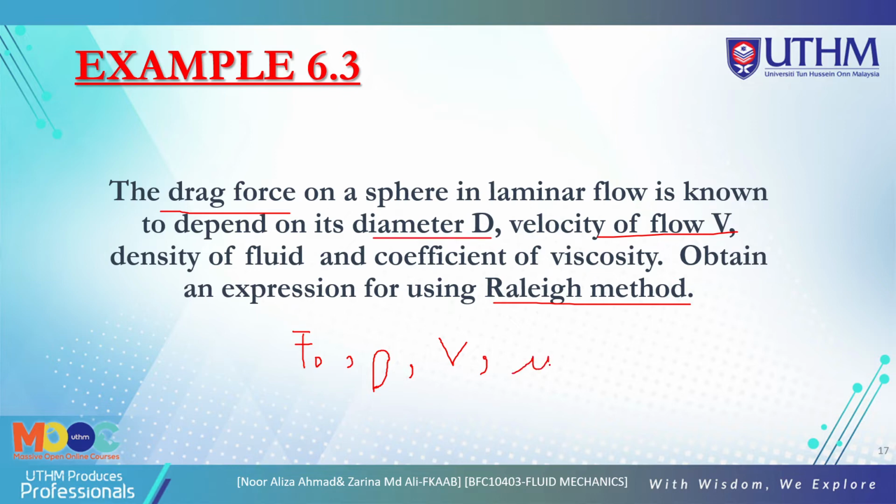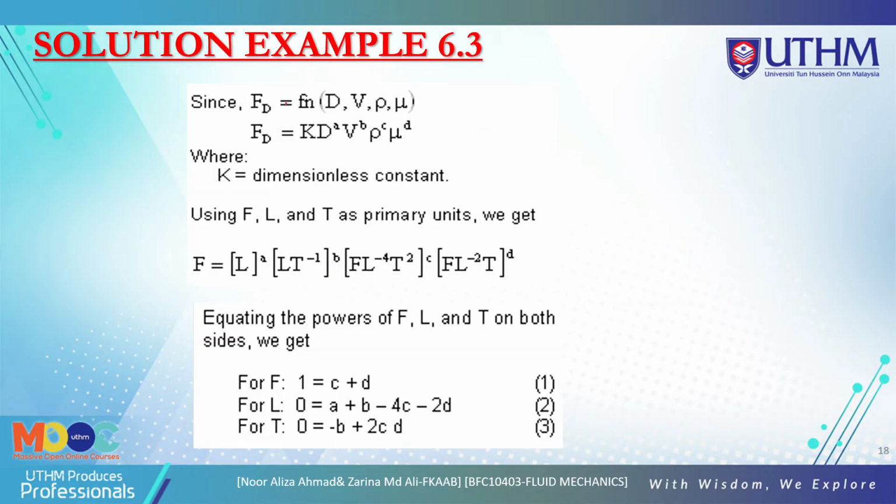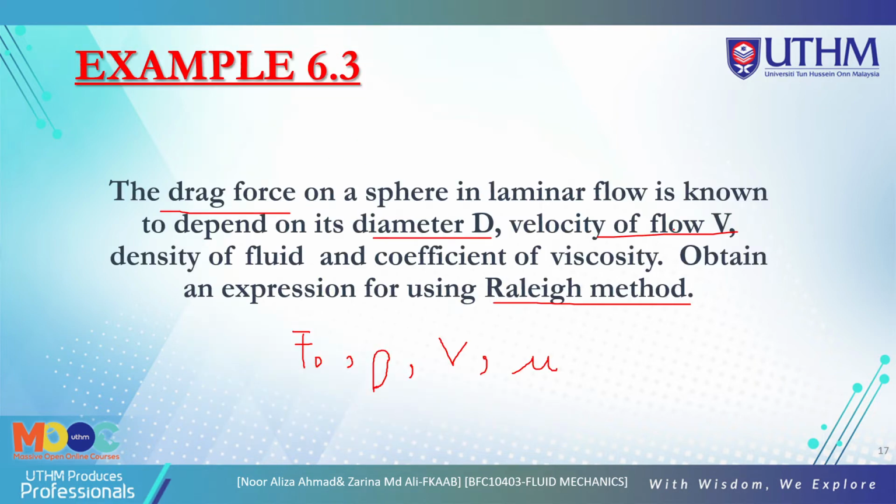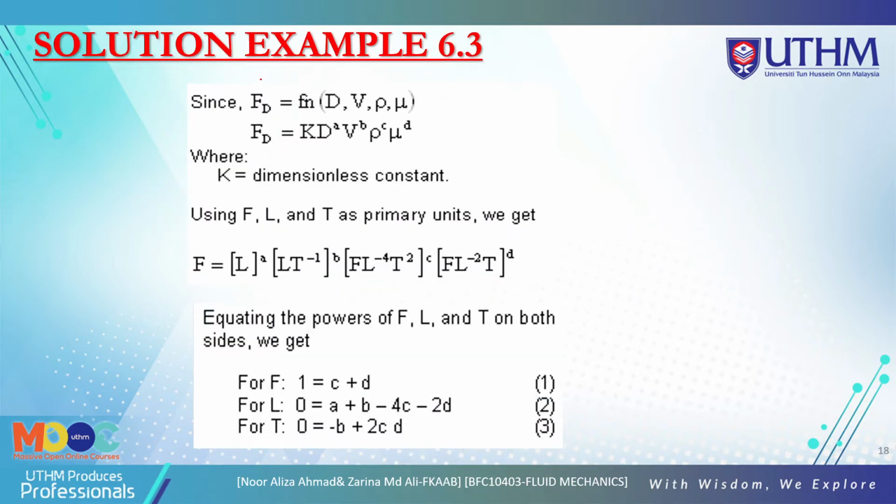So the viscosity. Using the Rayleigh method, sorry, the diameter, velocity, density. So also the density and the viscosity. So they have 4, they have 5. So they have 1, 2, 3, 4 and 5.